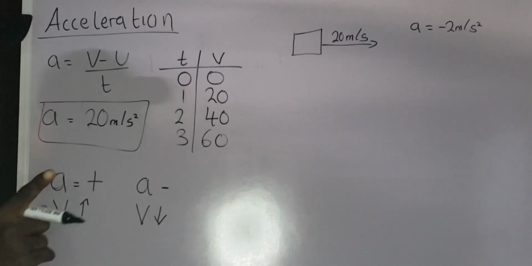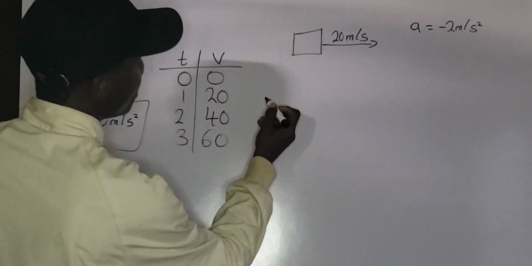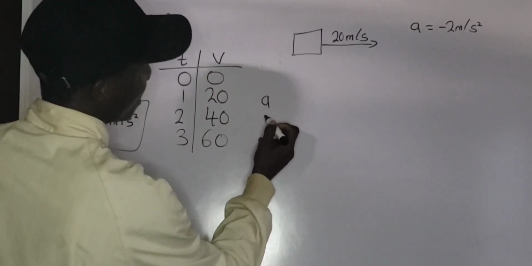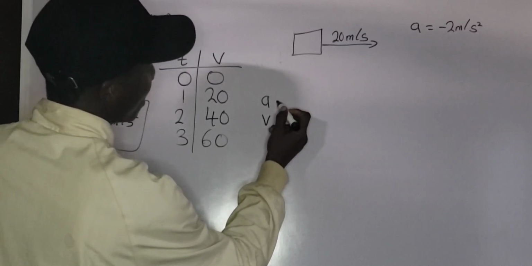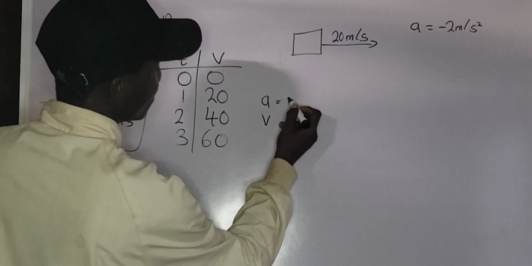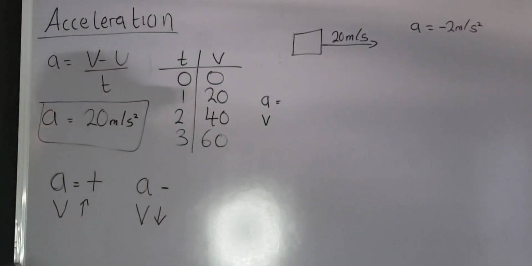Now, I want you to write this down. If the acceleration and the velocity have the same sign, the object is speeding up. Are you getting what I'm saying? If the acceleration and the velocity have the same sign, the object is speeding up. And if the acceleration and the velocity of the object are different in sign, the object is slowing down.